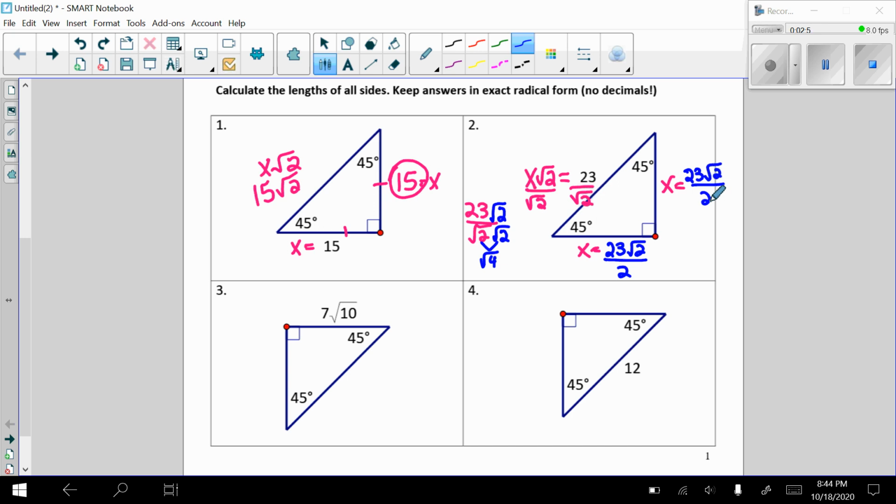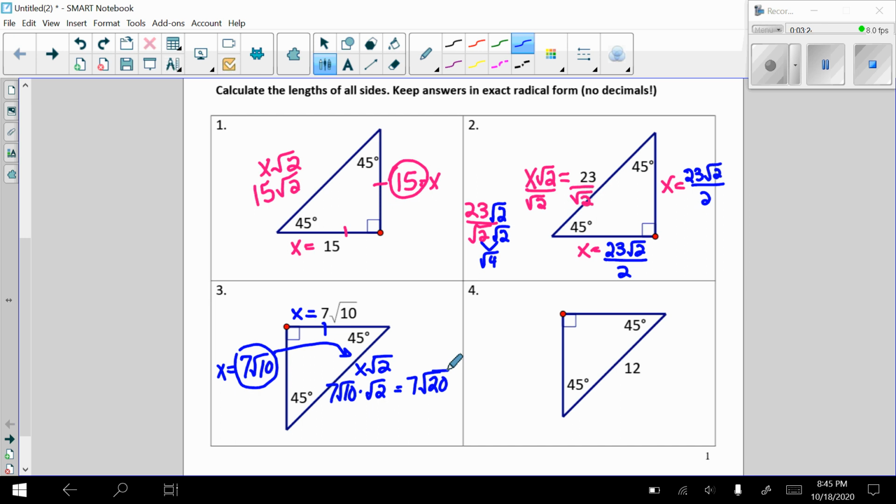Let's take a look at number 3. Number 3, I gave you the length of the short side, or the leg, which means that this will also be 7 root 10. Now recall the hypotenuse is x root 2. So our x value is 7 root 10, and we're going to drop that in here. So we'll have 7 root 10 times the square root of 2, which will give us 7 times the square root of 20.